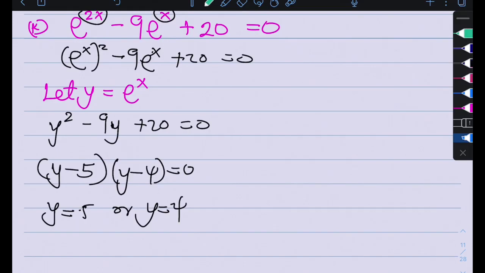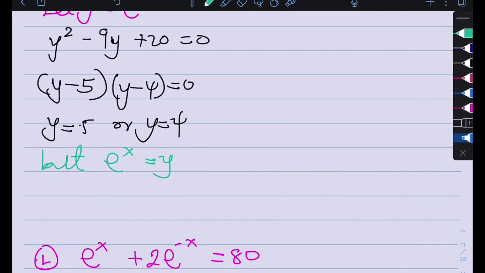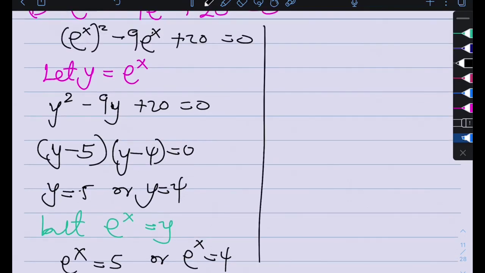But we brought in a y, so you just have to bring back that e to the power x is y. Now take the first case, okay? That is e^x = 5. All right, and then or we have e^x = 4. Okay, so let's start with the first case. If we have e^x = 5, we can just take the ln of both sides.